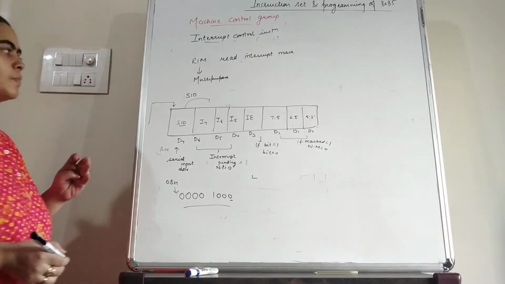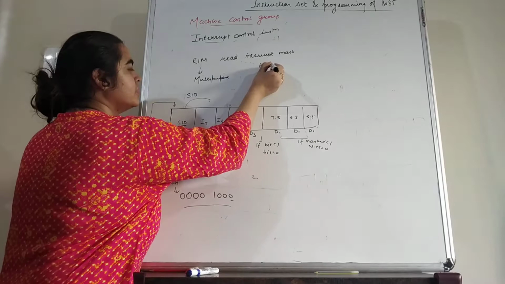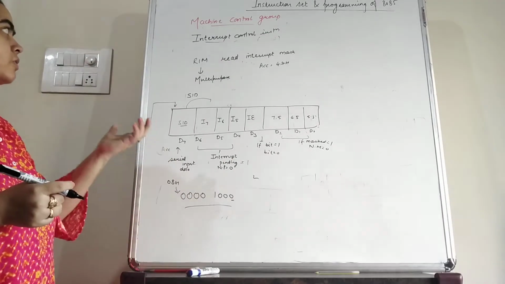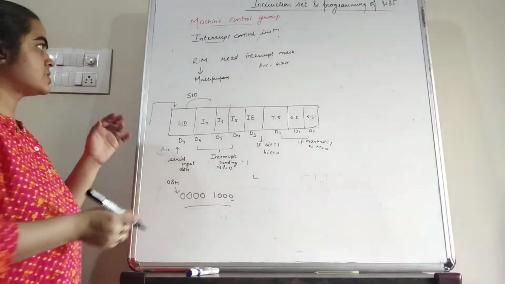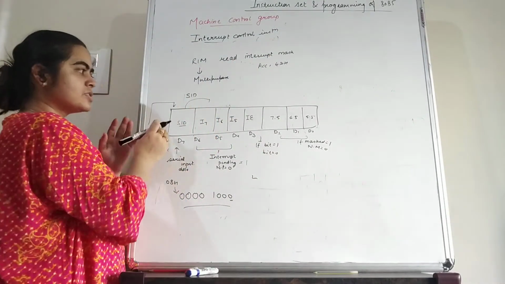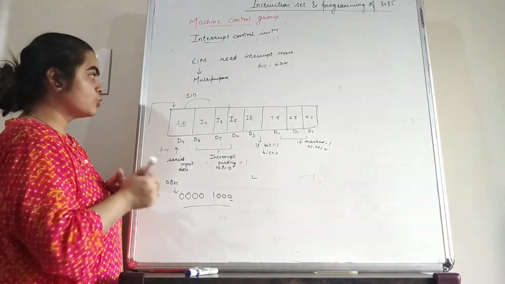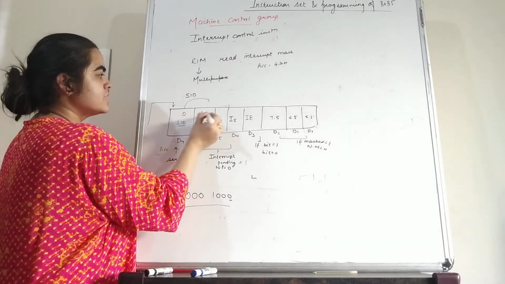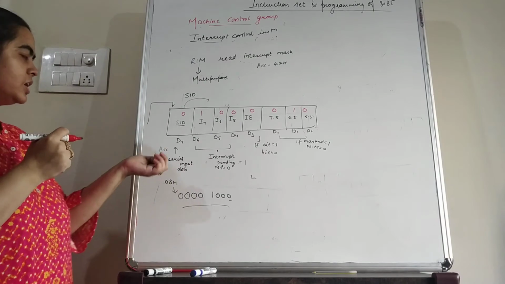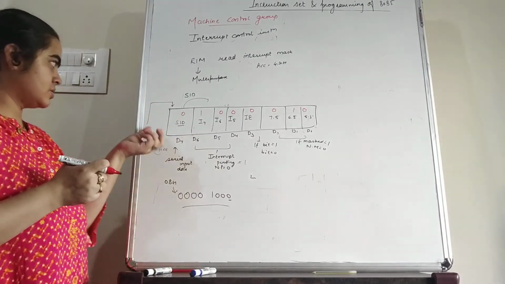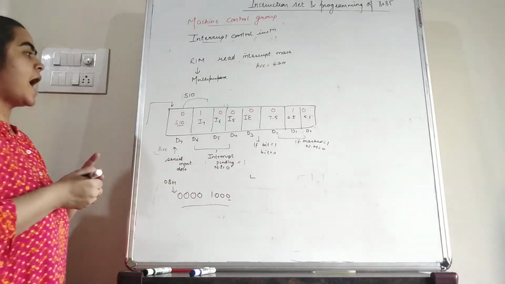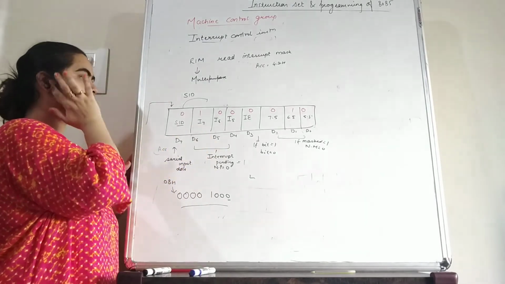Now we can see it with the help of an example. Suppose in the accumulator we have the contents 42H. Now interpret the meaning of these contents according to the RIM instruction. Initially we convert 42H into binary. The binary of 42H: 4 is 0100 and 2 is 0010. So according to this instruction, the meaning is that serially the peripheral device can send the 0 bit to the microprocessor, and RST 7.5 is pending.